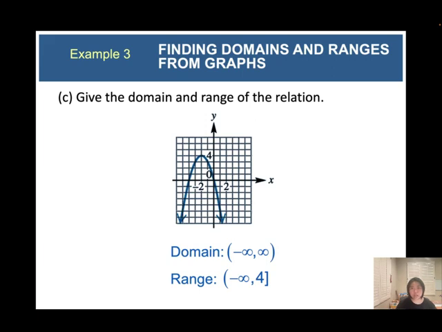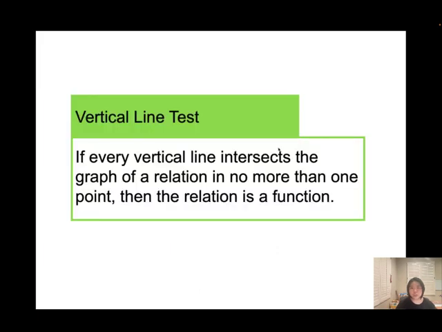Okay, after we know how to find the domain and the range, we do have one test called the vertical line test. If every vertical line intersects the graph of a relation in no more than one point, then the relation is a function. If you want to see whether a relation is a function, you can use the vertical line test.